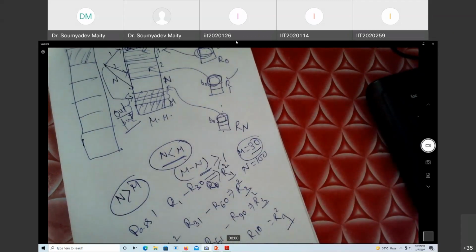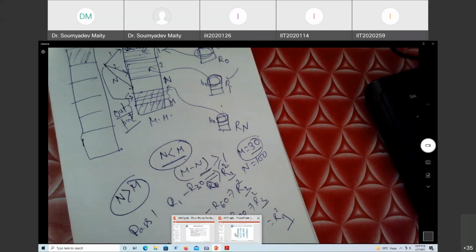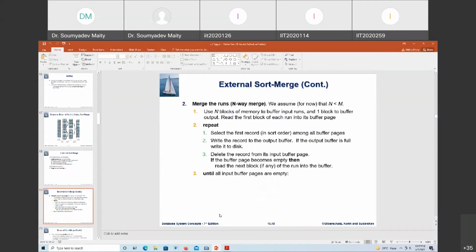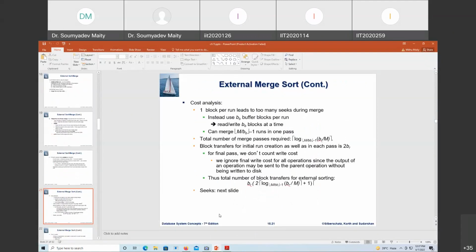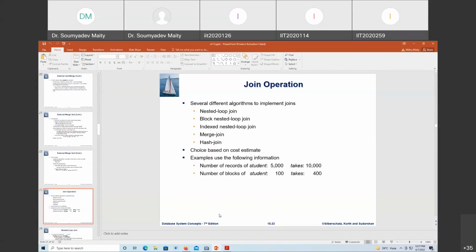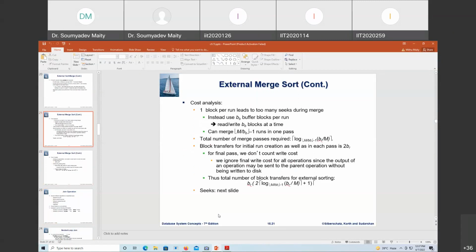So now I think you have understood the complete procedure. This is the complete description of the external sort merge algorithm. Any questions? Cost analysis you can check by yourself, because you have already studied algorithm analysis, so you know how to check the cost of this algorithm.